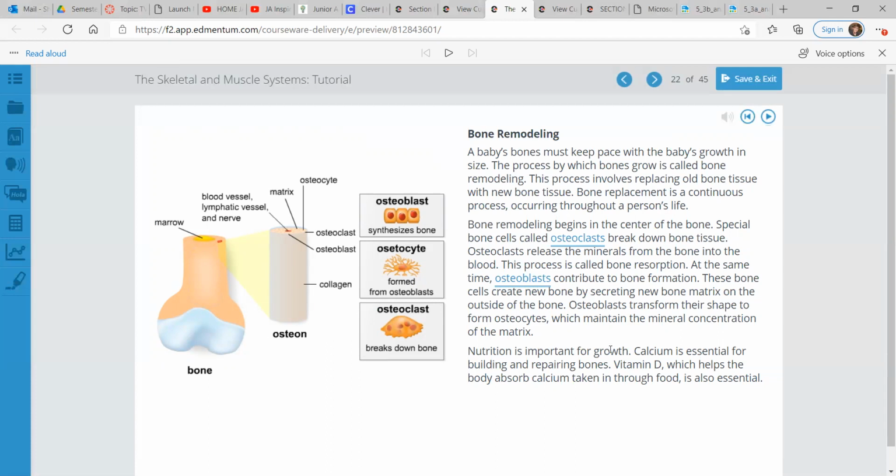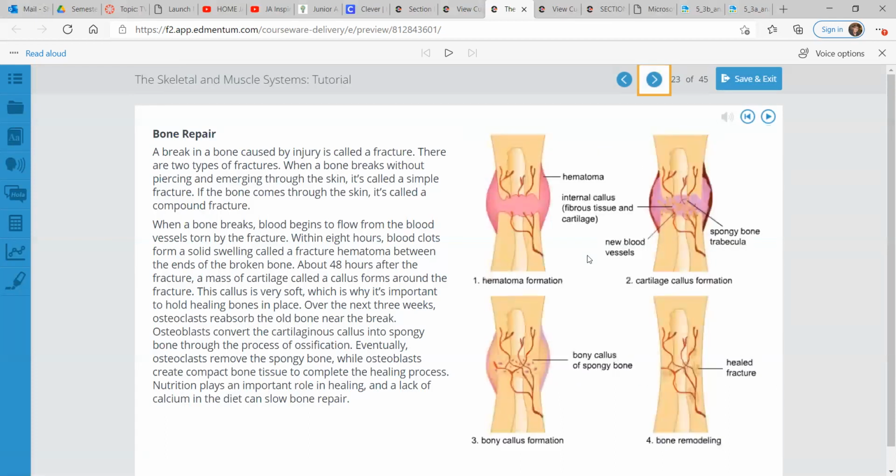And nutrition is important for growth. Calcium is essential for building and repairing bones. Vitamin D helps the body absorb calcium taken in through food, and that is also essential. So calcium and vitamin D, big nutritional help. But just advice, keep osteoblasts, osteocytes, and osteoclasts separate, and be able to remember which is which.